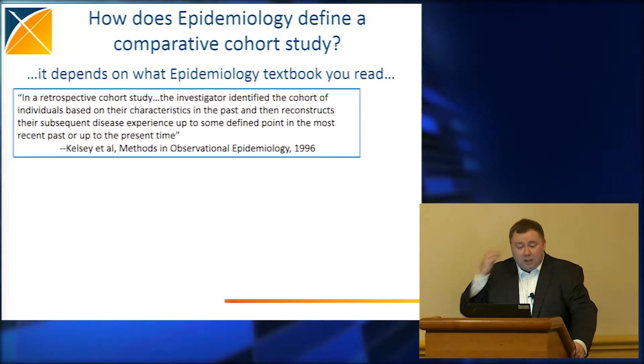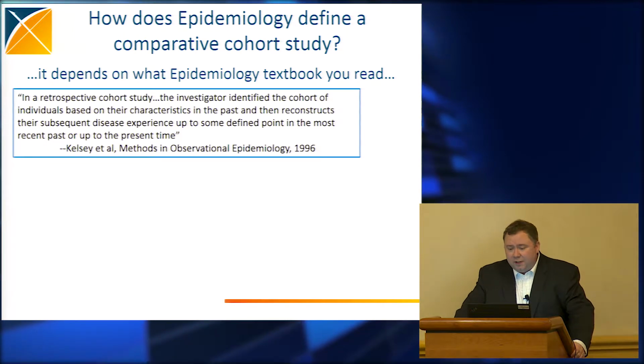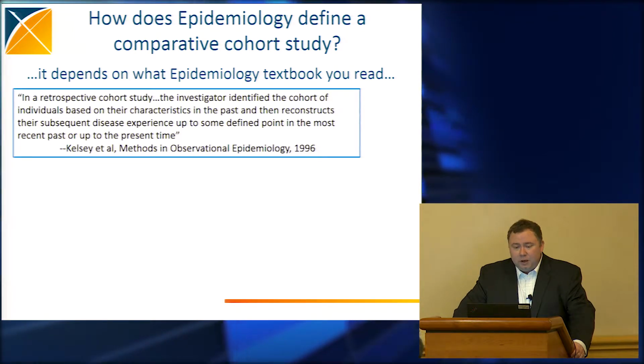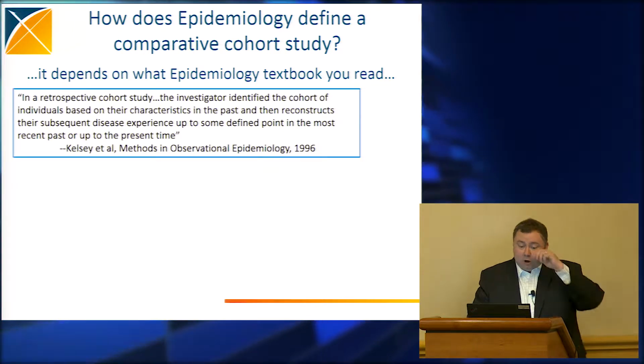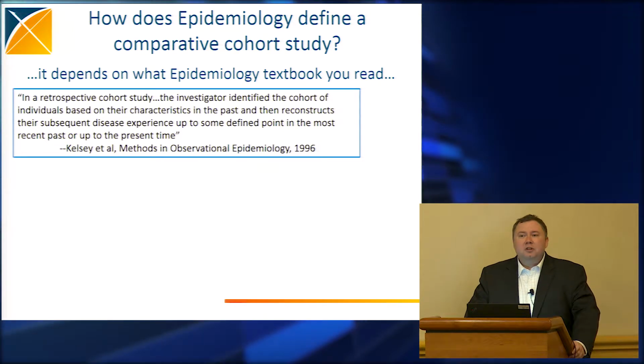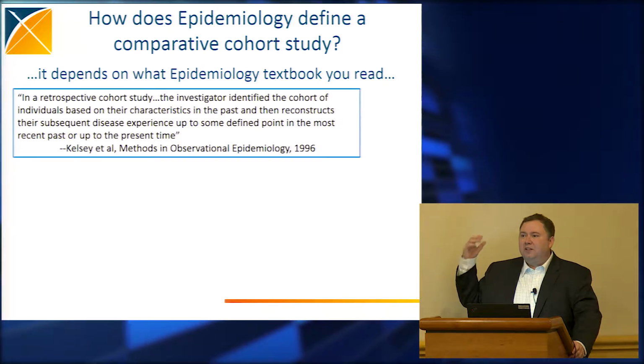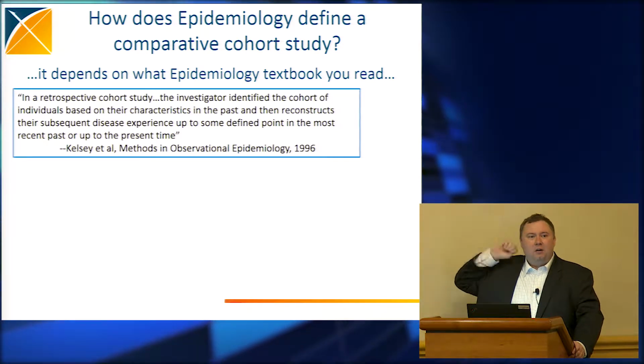Kelsey et al. said, in a retrospective cohort study, the investigator identifies the cohort of individuals based on their characteristics in the past, and then they reconstruct their subsequent disease experience up to some defined point in the most recent past or up to the present time. So, just a show of hands, how many people does that definition resonate with? When you think of a cohort design, does that sound good?